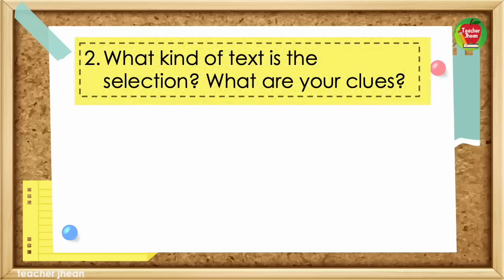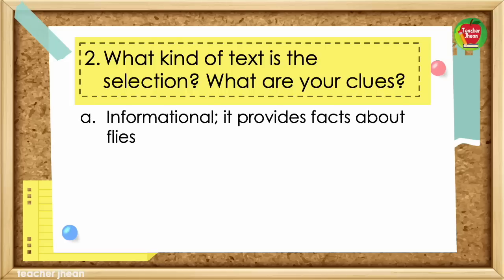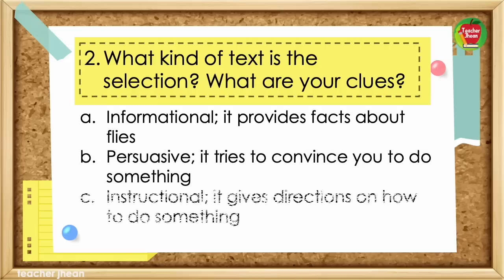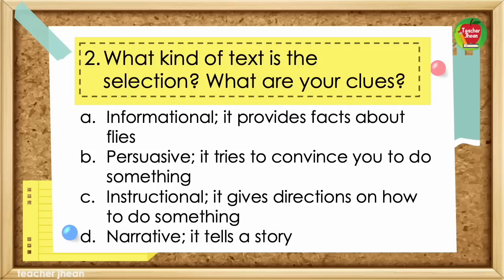Number 2. What kind of text is the selection? What are your clues? A. Informational. It provides facts about flies. B. Persuasive. It tries to convince you to do something. C. Instructional. It gives directions on how to do something. Or D. Narrative. It tells a story.